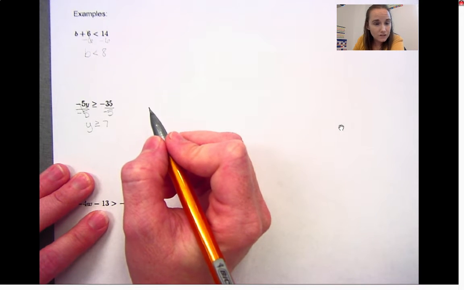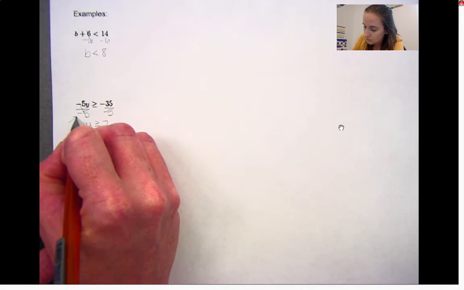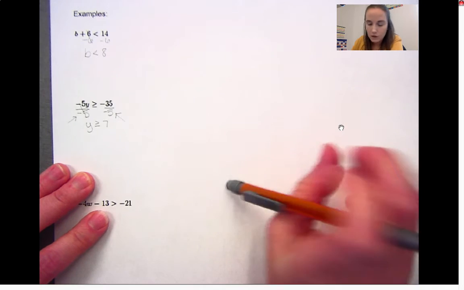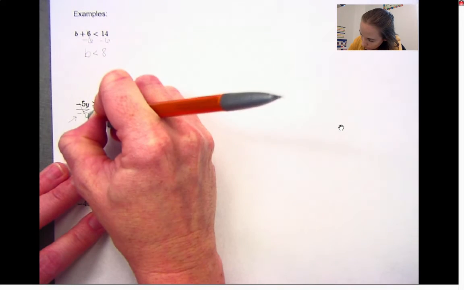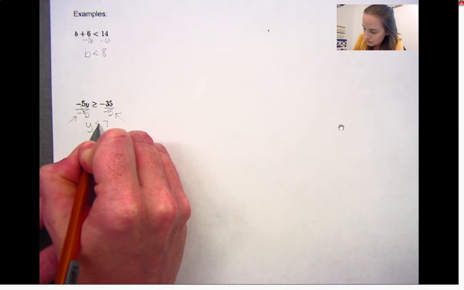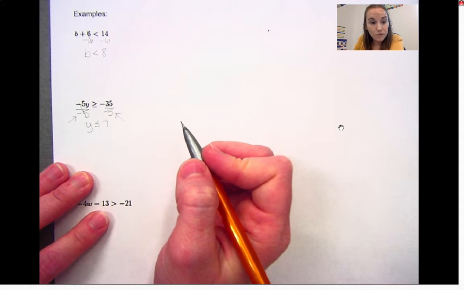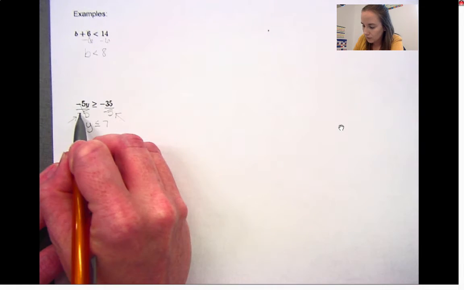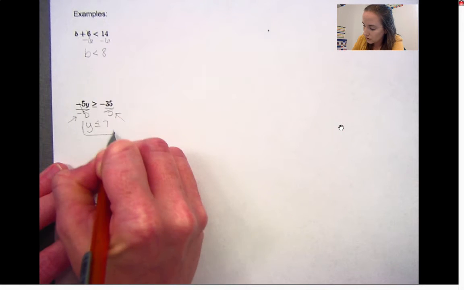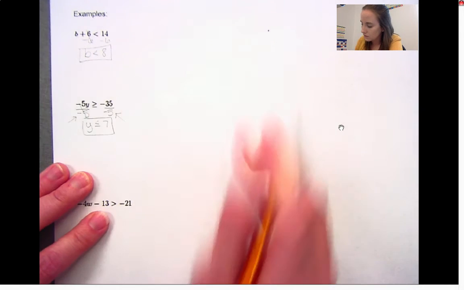But what I just did is I forgot to flip the symbol because we were dividing by a negative value. So I need to go back in here and I need to flip the symbol over to less than or equal to. So remember, if you multiply or divide by a negative number, you have to flip the symbol. So my answer truly is y is less than or equal to 7.